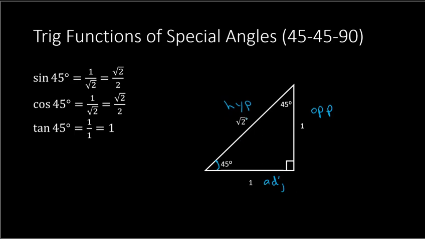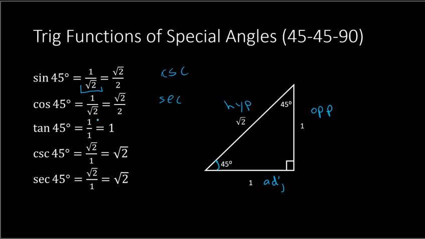Now once we have these, it's very easy to get the inverses of them. So the inverse of sine is going to be cosecant. So if we do the cosecant of that angle, you basically just switch the numerator and denominator. It's going to be the square root of 2 over 1, which would just be the square root of 2. And then the secant of 45, that is the inverse of cosine. So if we do the inverse of cosine, we get the same thing as the inverse of sine, which again would be the square root of 2.